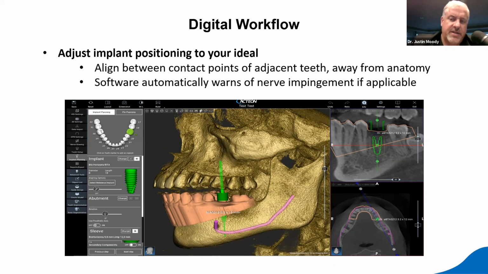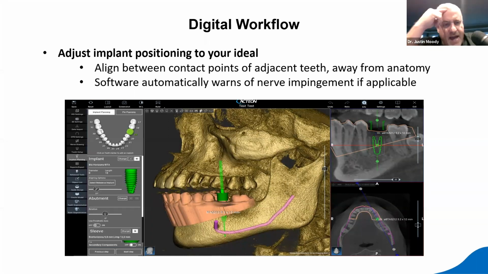Now, it's been my experience that getting this implant in here and parallel between the contact points just makes life so much easier. We can also use the software to make this application safer for you and the patient. Most softwares, once you've drawn the nerve in, it will automatically warn you if you're too close to another implant. It'll even warn you if you have your two implants too close together, so that you can have proper spacing, even with this software.